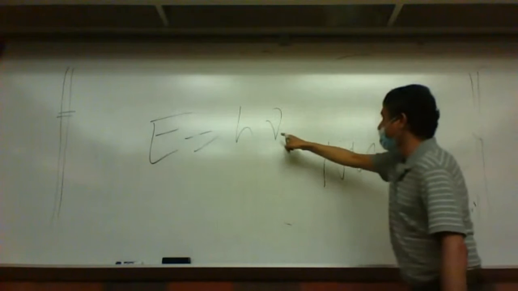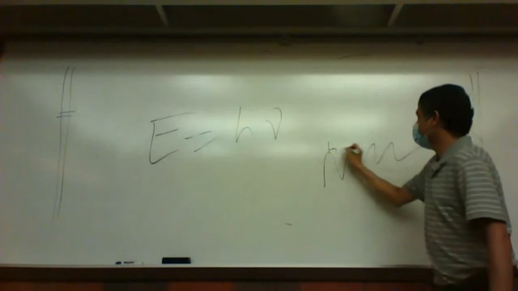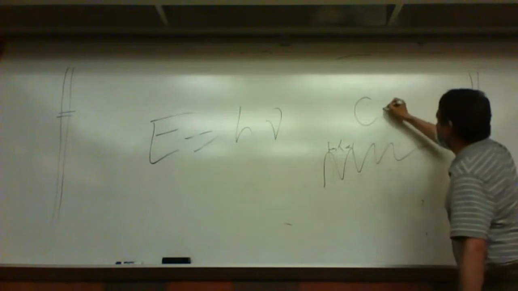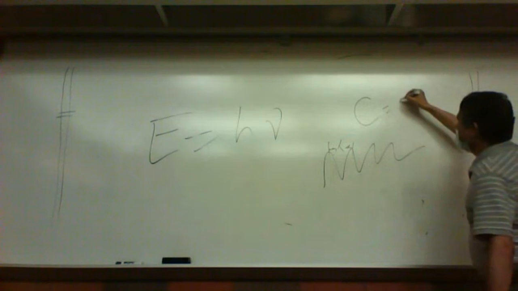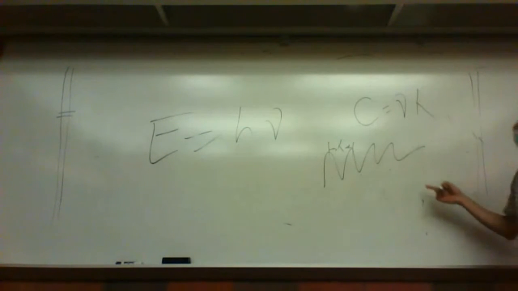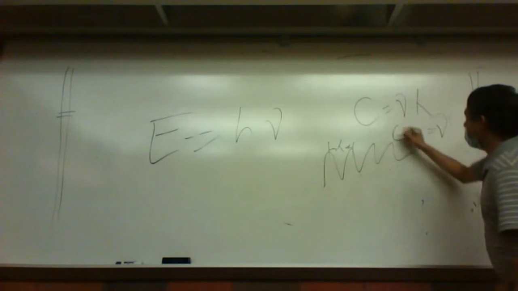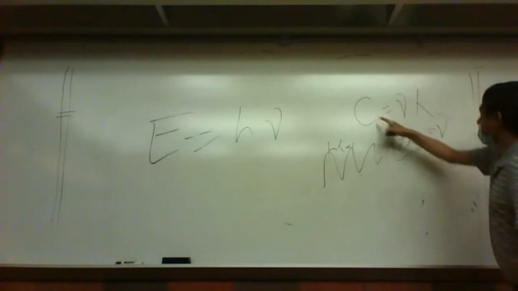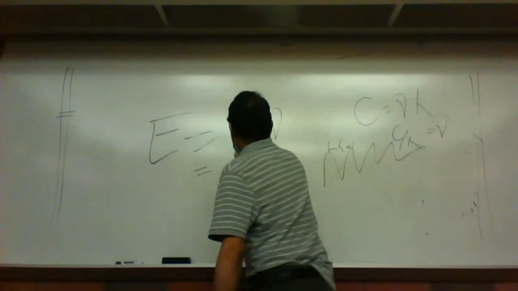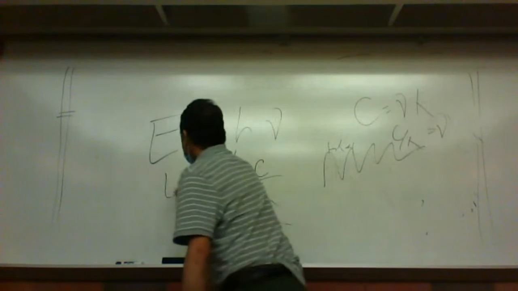So I want to convert this frequency in terms of the speed of the light and the wavelength of the light. So how can I do that? I already told you, speed of the light is equal to frequency multiplied by the wavelength, right? So frequency is equal to c by lambda. So in place of this frequency, I will put h times c by lambda.